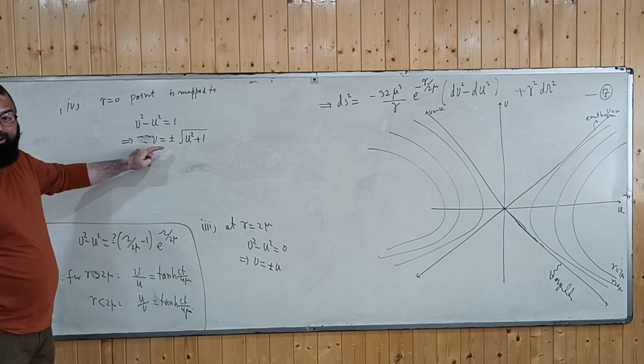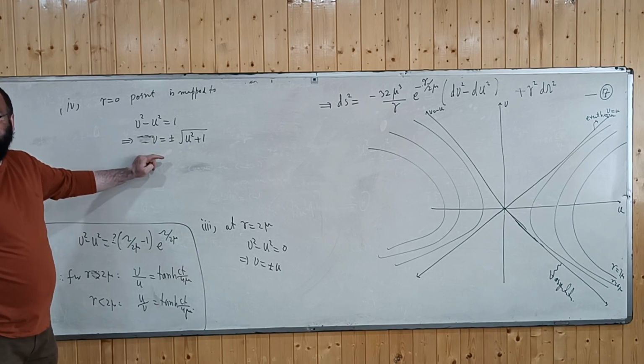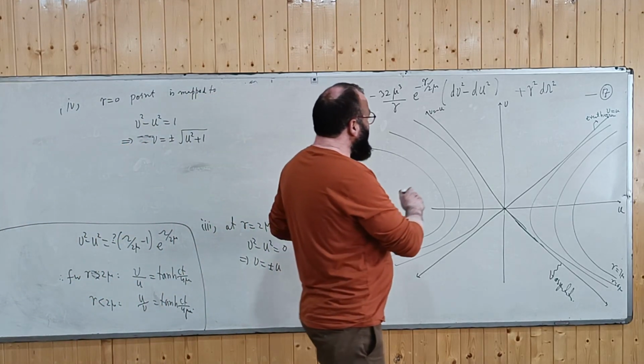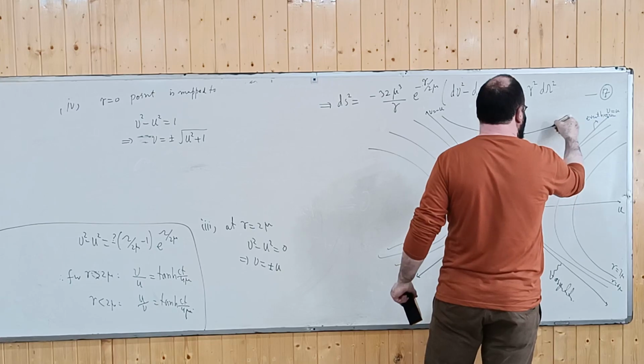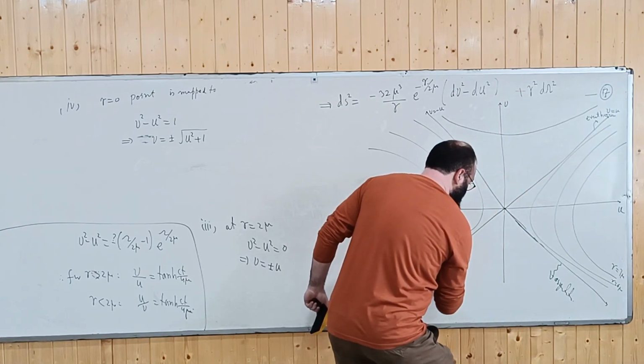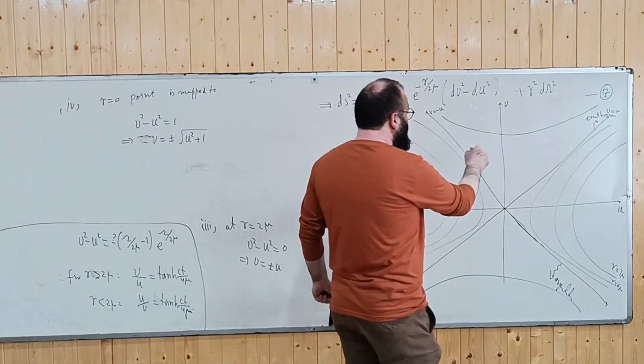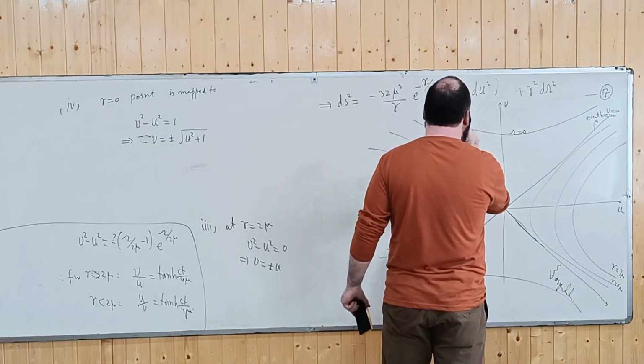It is mapped to two lines, rather two curves. Where will it be? This very curve. One curve will be like this, and another curve will be like this, because it is in these lobes. So what is this very point? This is equal to r equal to 0.